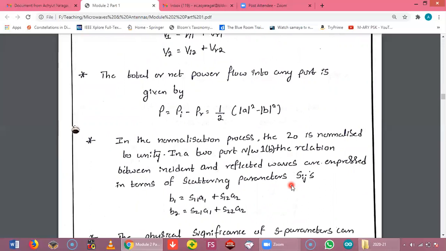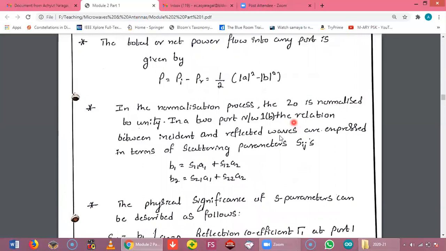For the two-port network, you can see the figure on the first page, figure 1b. The relation between incident and reflected waves is expressed in terms of scattering parameters S_ij. So B1 is equal to S11 A1 plus S12 A2, and B2 is equal to S21 A1 plus S22 A2.